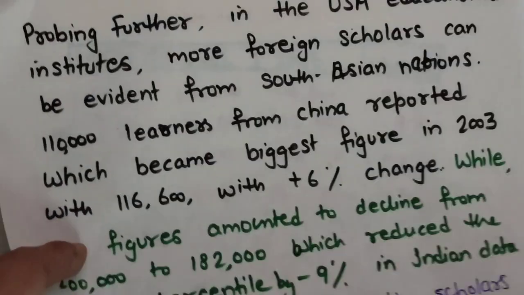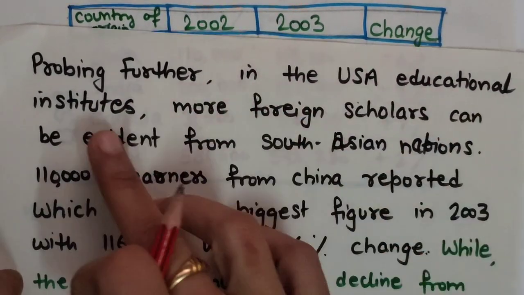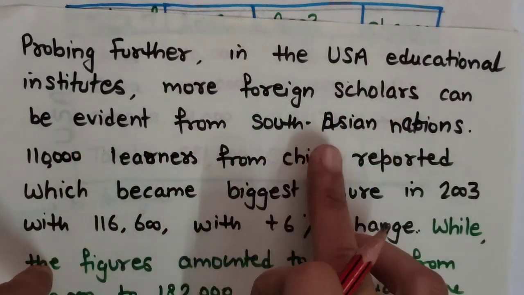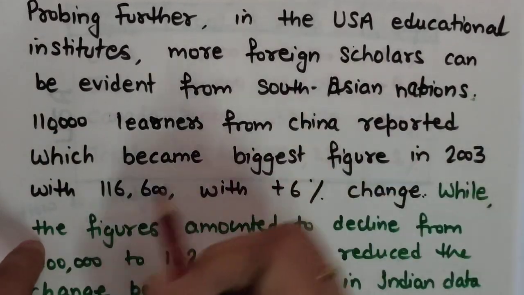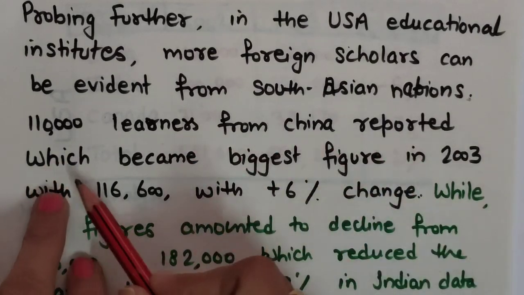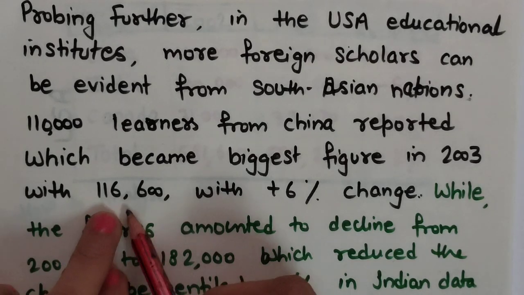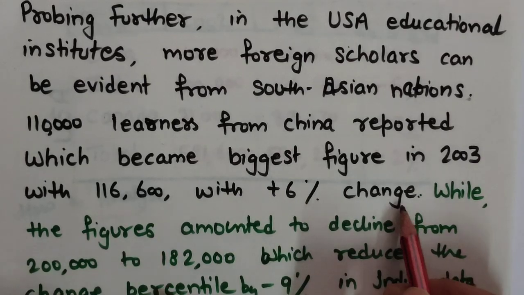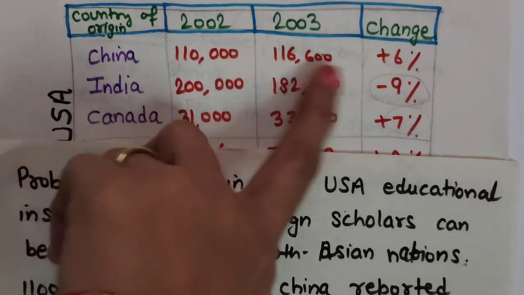Okay, so how I have started probing further: in the USA educational institutes, more foreign scholars can be evident from South Asian nations. 110,000 learners from China reported, which became the biggest figure in 2003 with 116,600, with plus 6% change. Side by side, in one sentence I have compared this also, this also, this also.